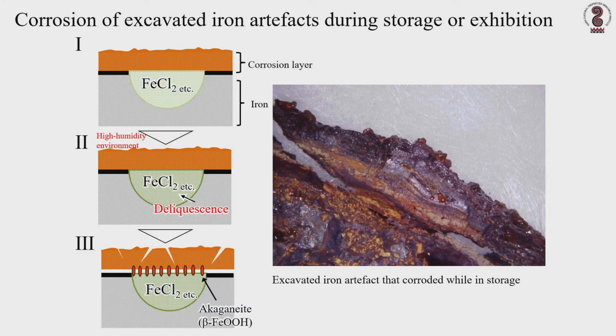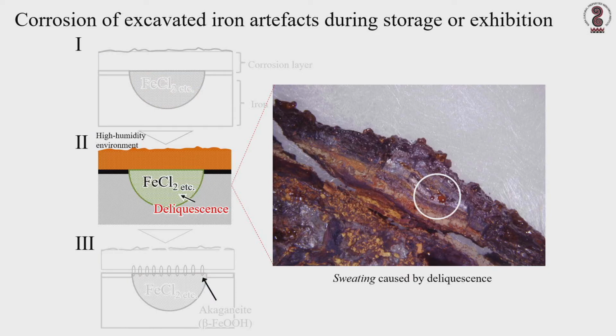The image on the slide is a microscope photograph of a cross-section of an iron artifact that corroded while in storage. In the area circled on the photo are water films that formed due to the deliquescence of chloride salts in the iron artifact. In the field of conservation science for cultural properties, these water films are called weeping or sweating. These are strong acid solutions that are produced when chloride salts deliquesce.